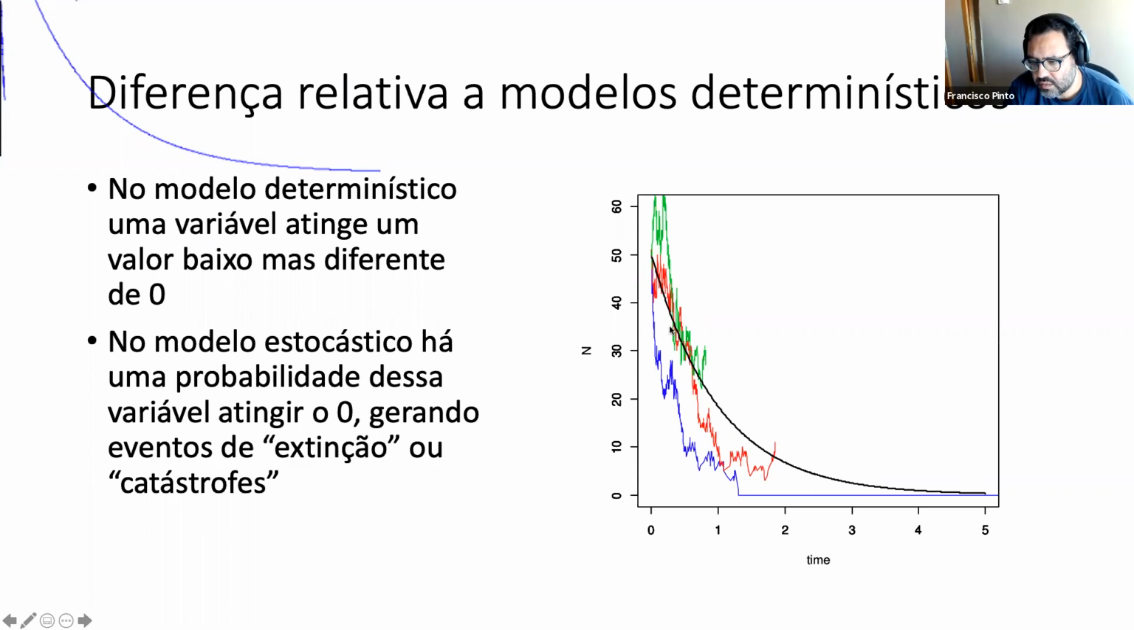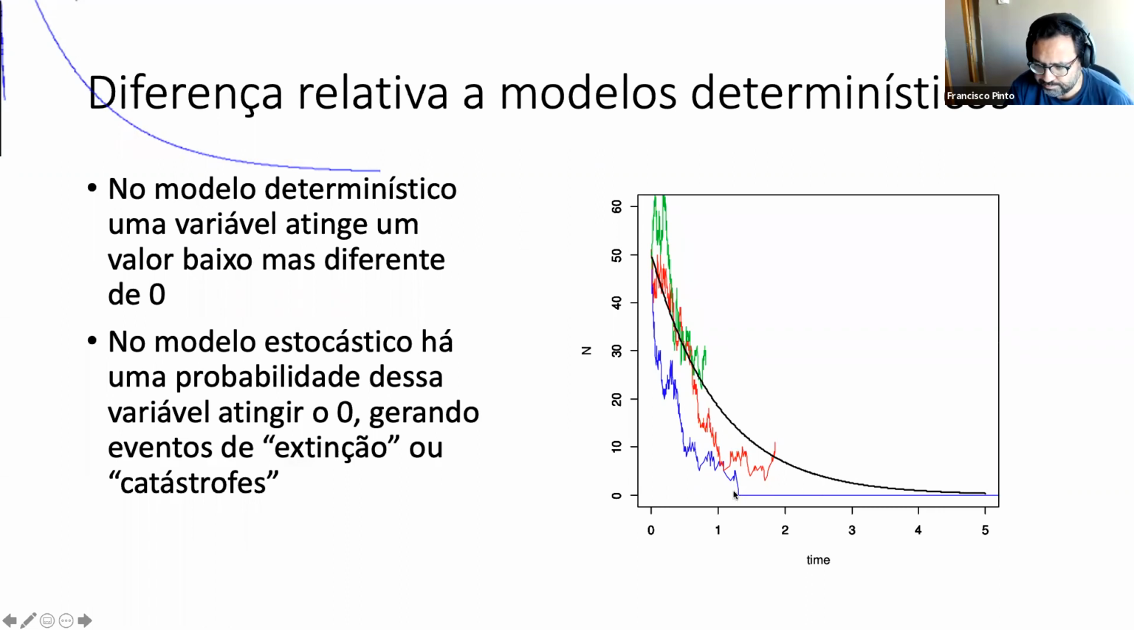The main difference is that in the differential equation system, the decaying variable only reaches zero at infinity time, if this is converging very slowly, or after a very long time. While in the stochastic simulations, just by random chance, some of these simulations will reach zero. And once the variable reaches the value zero, it will not be able to decay anymore.